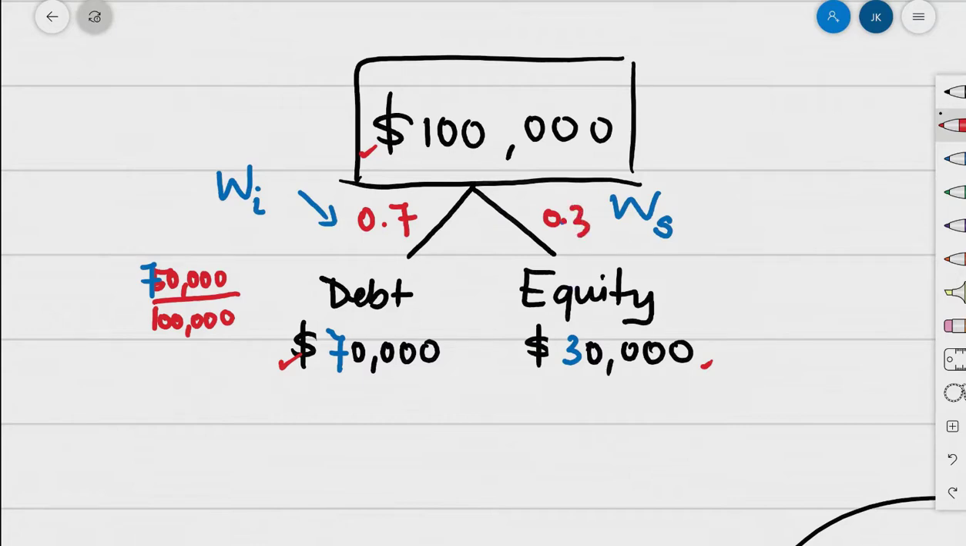One more example. What if instead of having more debt, we have more equity, say 60-40? How much is the proportion in this case? I think by now you should be able to know the weight of debt would be 40,000 based on this, so 40%, and 60% from equity, or in other words 0.4 for debt and 0.6 for equity. And this is what we call the weight.